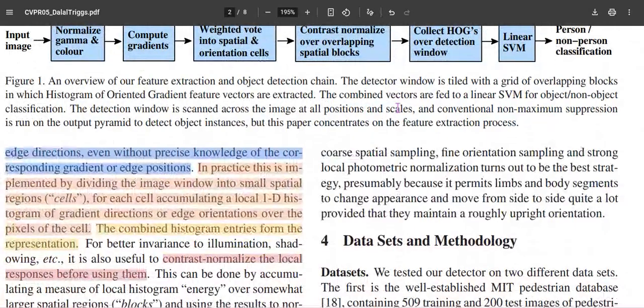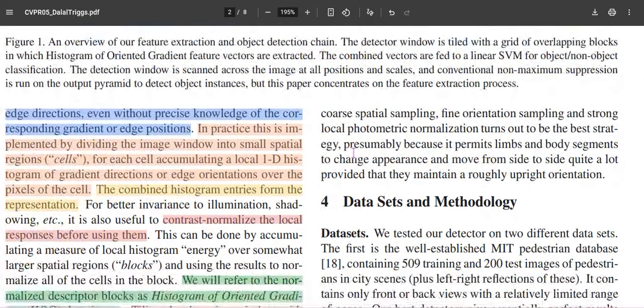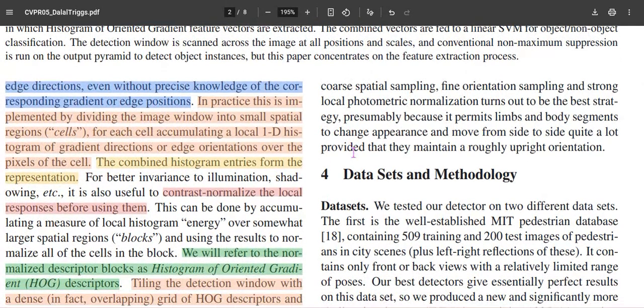Once those are computed, they formulate a histogram of those gradients. What they claim is that this histogram of gradients itself can give you a good representation of the image, without necessarily identifying where the key location is, or where the gradient and edge location has to be identified. So they take local patches, compute the local 1D histogram of gradients, and collect them to make a histogram. That histogram itself gives a good representation of the image.